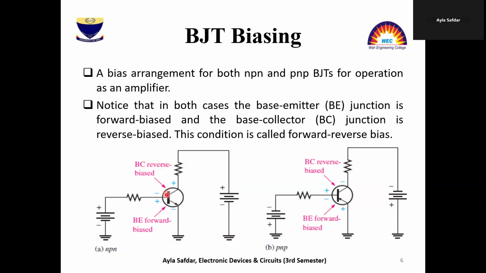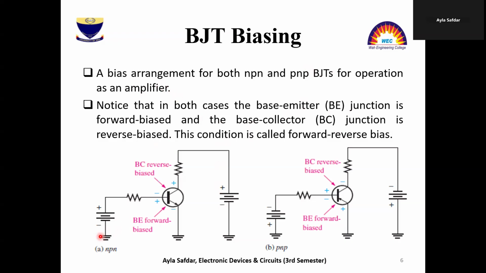For amplification, we have the base-emitter junction forward biased and the base-collector junction reverse biased. So that is the condition: base-emitter junction forward biased and base-collector junction reverse biased, if we want to operate the BJT as an amplifier, right?